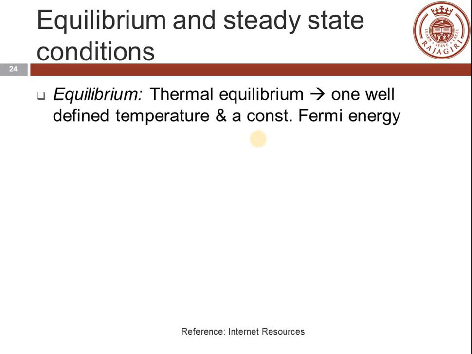Again explaining, equilibrium means it's nothing but a thermal equilibrium state. That means we are having a constant temperature. And we have seen the Fermi level, which was at the middle of the band gap in intrinsic material, near the conduction band in n-type material, and near the valence band in p-type material. So this Fermi level position will be constant, which won't vary at equilibrium condition.